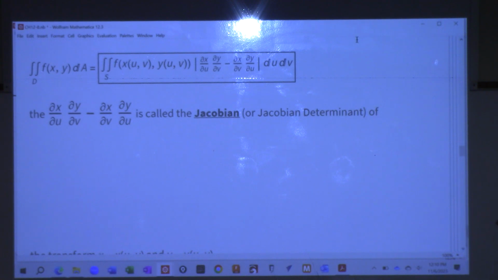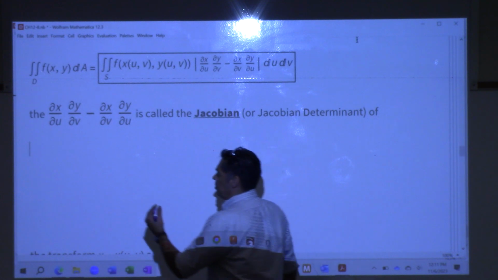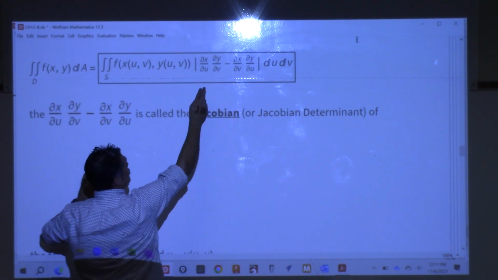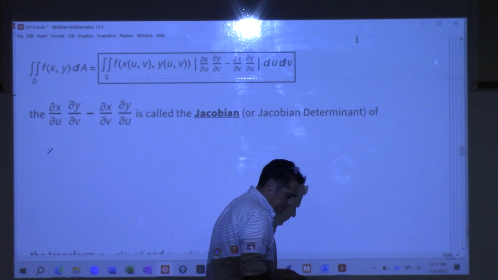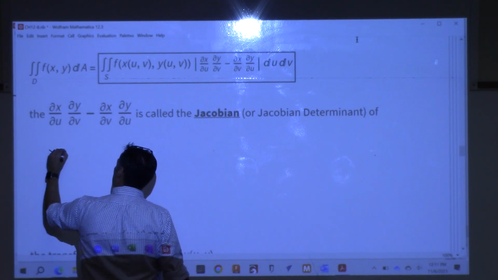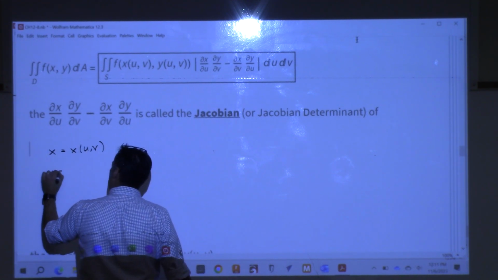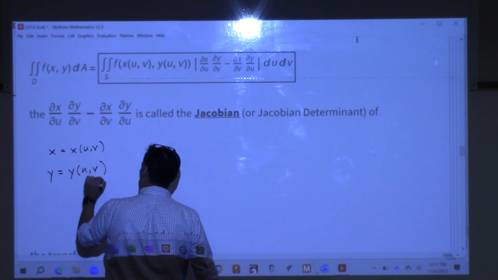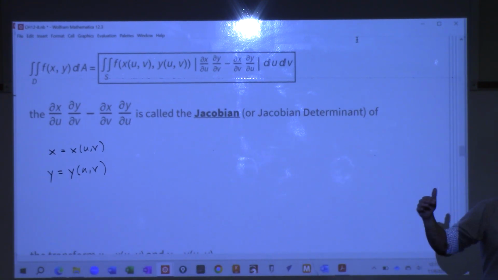Scroll up a little bit. Okay. So we have x, we're sticking in this, right? And I'm trying to show you where this is coming from. We had a conversion. So we have x is equal to some new function of u and v. And we have y is some new function of u and v as well. So for polar, it was r cosine theta, r sine theta, or u cosine v, u sine v.